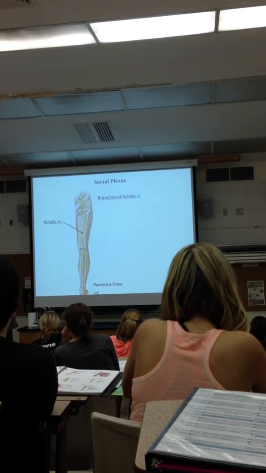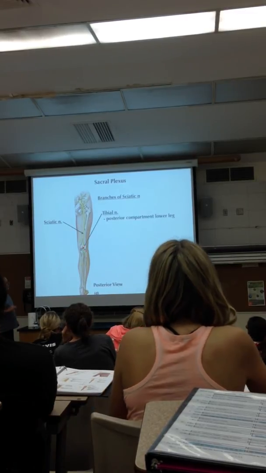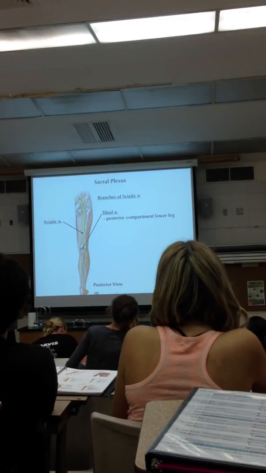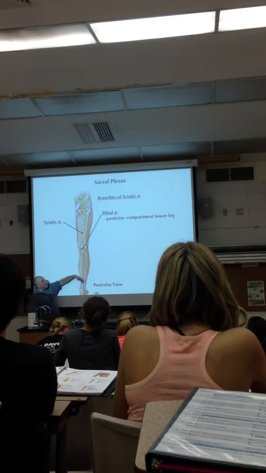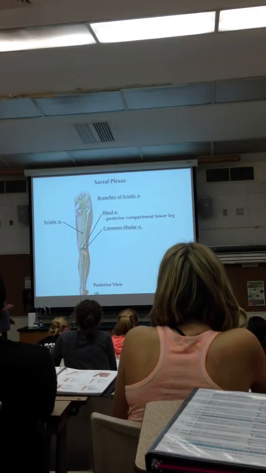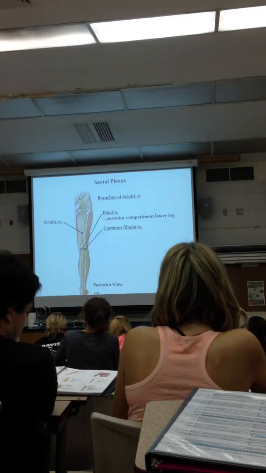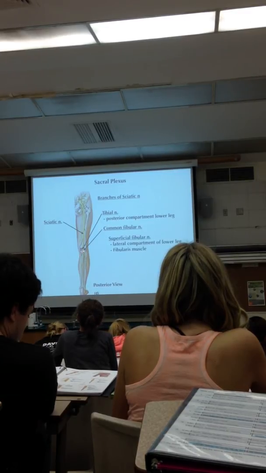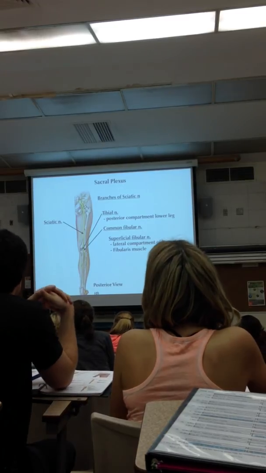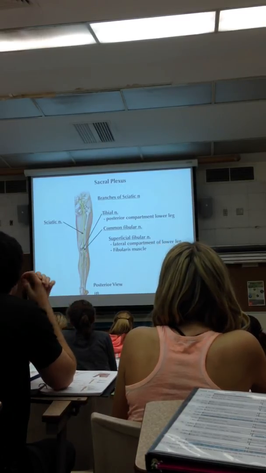As it comes down in the leg, it's going to branch, and one branch is going to stay posterior, and it's going to get the posterior part of the leg. That's the tibial nerve. The other one is going to form something called the common fibular nerve. And what happens to that is one branch stays superficial and wraps around the head. What bone is that? Fibula.